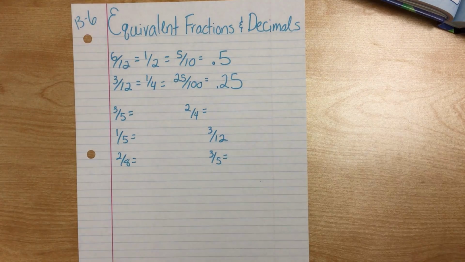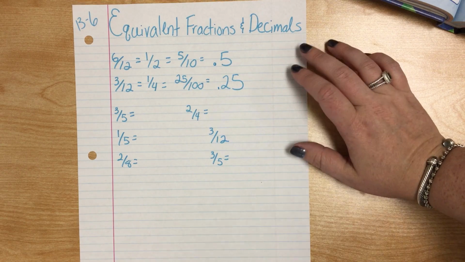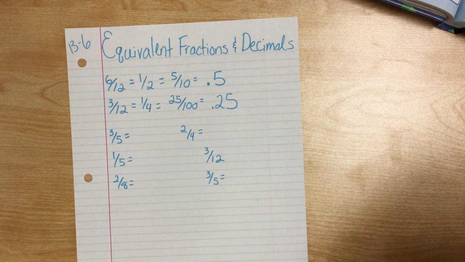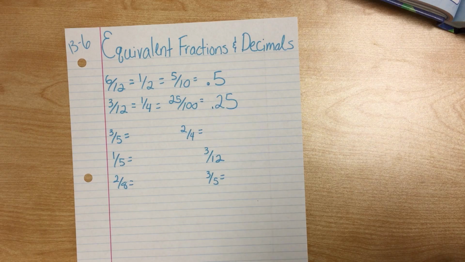All right, so today's lesson is equivalent fractions and decimals. Basically, this is taking everything you know about fractions and doing all of it. We are simplifying and we are converting fractions. When you're dealing with decimals, you can only have two denominators. What are they? 10 and 100. 10 and 100. That's it.